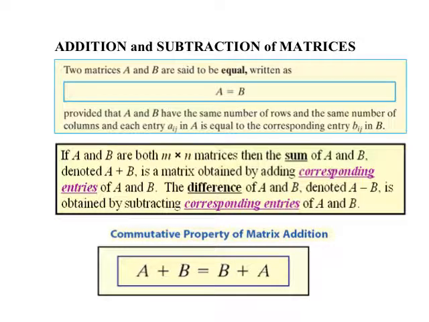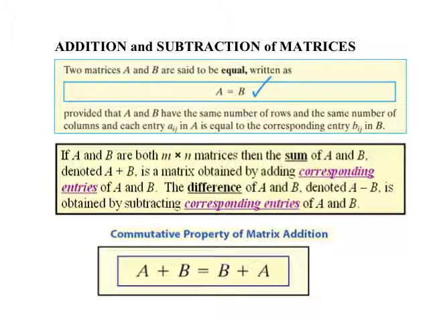So here are some notes about addition and subtraction of matrices. It says, first of all, two matrices are equal if they have the same number of rows and columns, and every entry in A is equal to the corresponding entry in B. So that's just when are two matrices equal, and that's when everything about them is equal. They are the same size and every entry is the same.